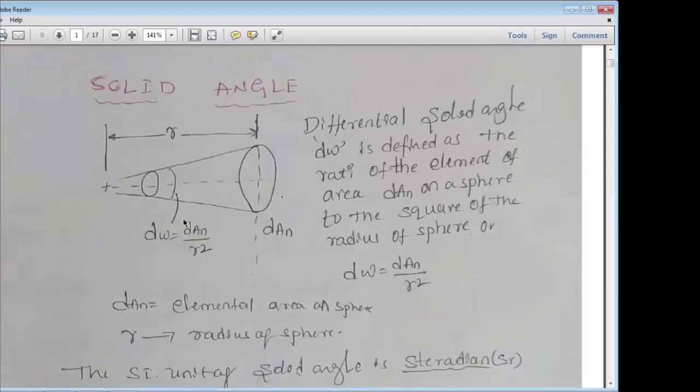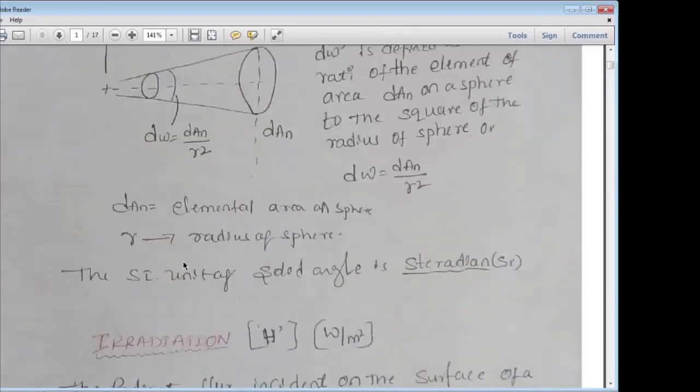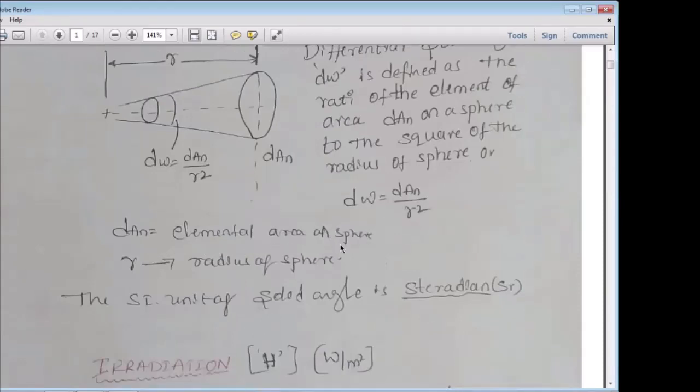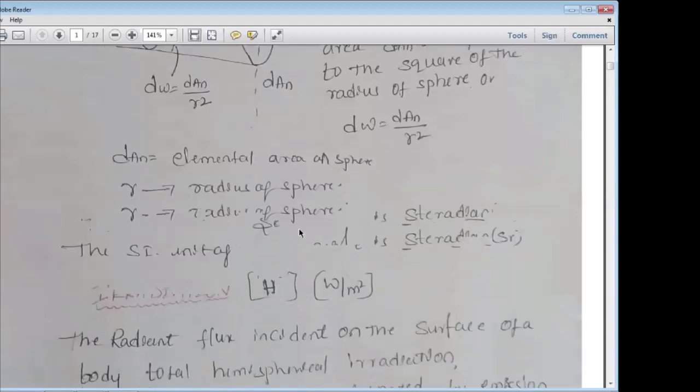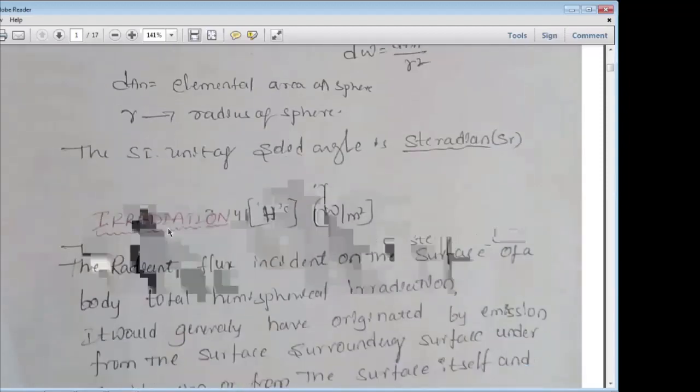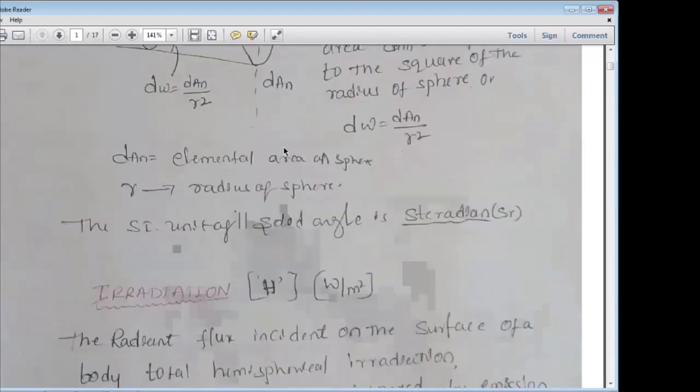You can write: what is a solid angle? The differential solid angle dW is defined as the ratio of the element of the area dA_n on a sphere to the square of the radius of the sphere. That is dW equals dA_n divided by R square, where dA_n is the elemental area of the sphere and R is the radius of the sphere. The SI unit of the solid angle is the steradian, sr.